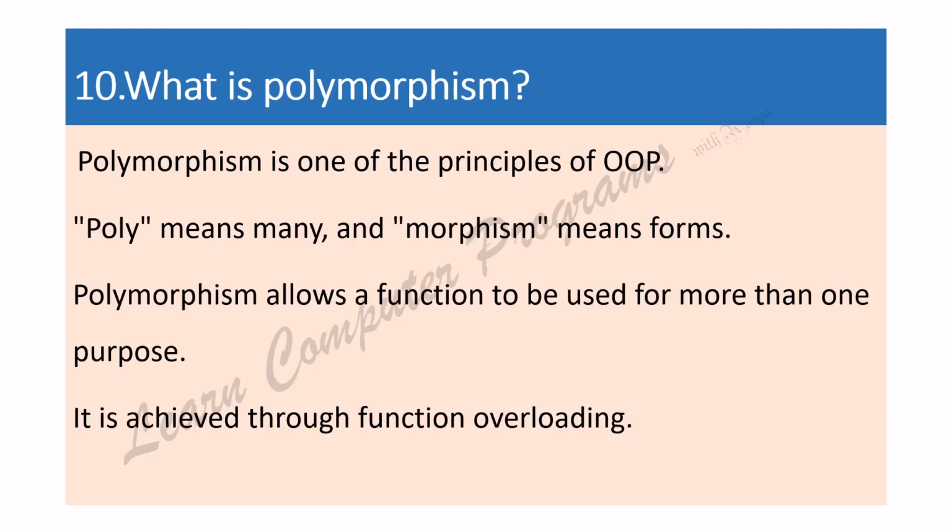Next question, what is polymorphism? Polymorphism is one of the principles of object-oriented programming. OOP means object-oriented programming. Poly means many and morphism means forms. So, polymorphism allows a function to be used for more than one purpose. It is achieved through function overloading. One more question that may come here is, which principle does function overloading implement? Then you must be able to write that it is polymorphism.